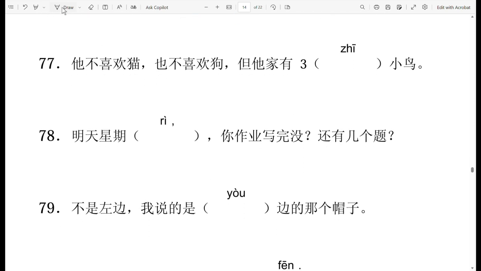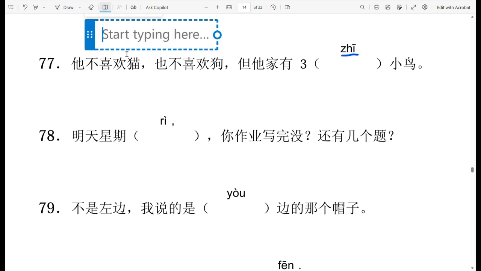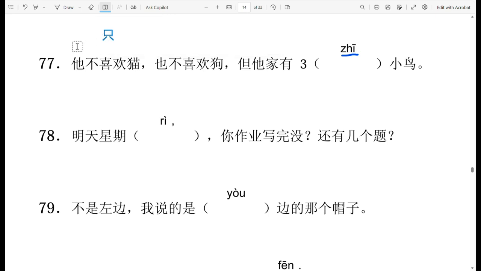Again, let's first think of what we know written as zhi. You might remember this character. This zhi has 2 functions. It can be a classifier, which is used for animals, or it is an adverb, so it goes before a verb and it means only. 我只有一个苹果. I only have 1 apple. Or 一只猫,一只狗. So 1 cat, 1 dog.